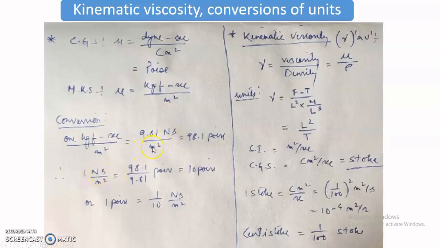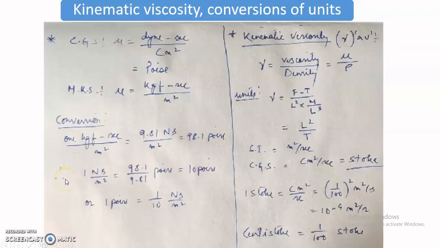Then what will come if I take 1 Newton second per meter square here, then it will be 98.1 divided by 9.81 poise. So ultimately, 1 Newton second per meter square is equal to 10 poise. So this is the conversion.